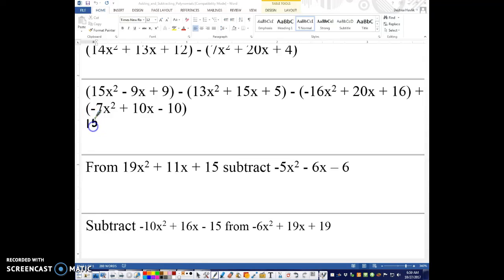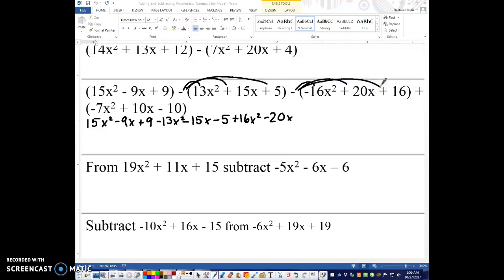So we have 15x squared minus 9x plus 9. Good. This changes this to a negative 13x squared. This changes this to a negative 15x. And this changes this to a negative 5. This changes this to a positive 16x squared. This changes this to a negative 20x. And this changes this to a negative 16. Now that plus sign, it doesn't change this. So we just rewrite that the exact way it is. Negative 7x squared plus 10x minus 10.